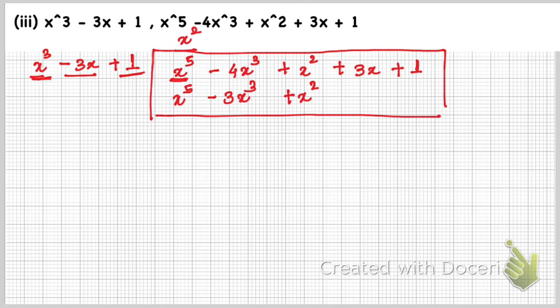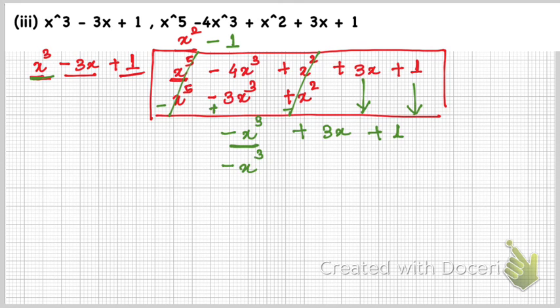Now changing the signs again, this will become minus, it will become plus, it will become minus. These two terms will get cancelled. And here we get minus 4x cube and plus x cube, that will give us minus x cube. This 3x will come down and this 1 will also come down. Now again here we have x cube and here we have minus x cube, so we need to multiply it with minus 1. Multiplying it with minus 1 will give us minus x cube.